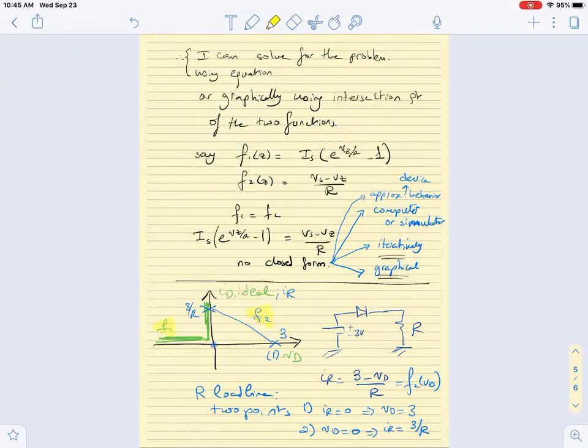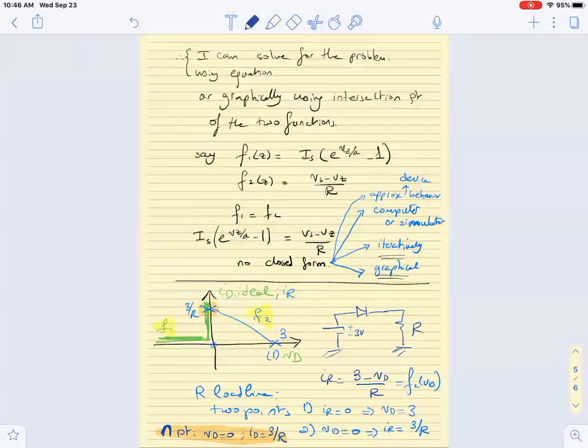Okay, so this is my F1 and this is my F2. Okay, and where do they intersect in this case? Where is the solution point? 3 over R. Exactly. So in this case, the solution is simple. It is what we found before, which was VS over R. So for the ideal diode model, the intersection point is when VD equals zero, right, and ID equals IR equals 3 over R. Okay. So this is the intersection point, which is the solution.